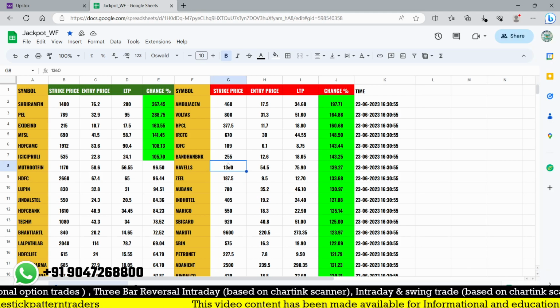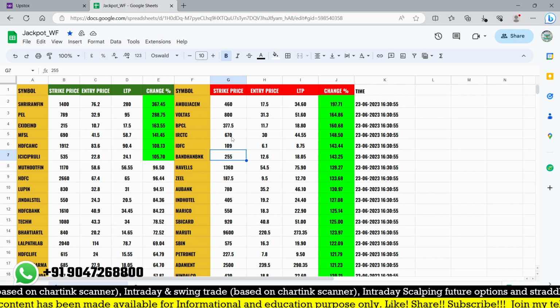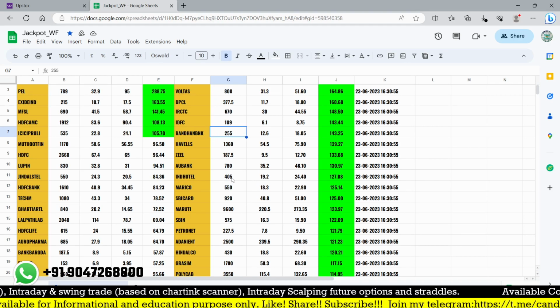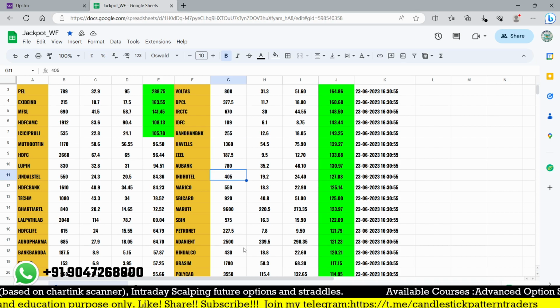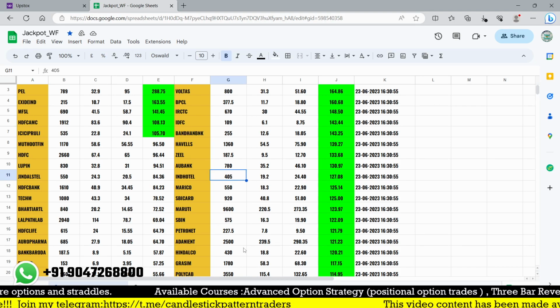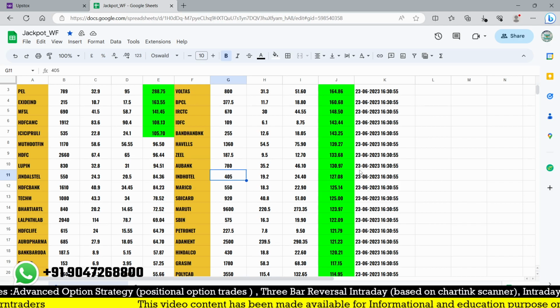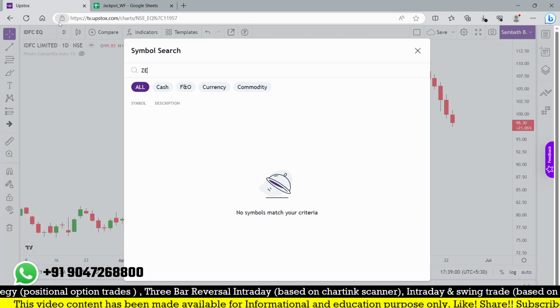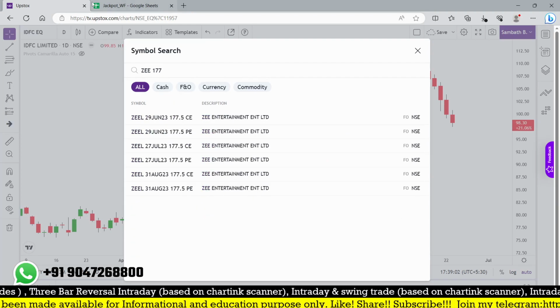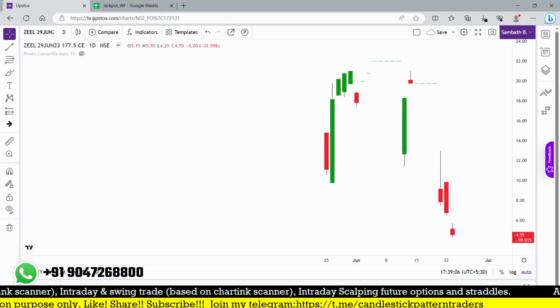From that, Havells, Bandhan Bank, IDFC, and even IRCTC and Indian Hotels. These are all the triggers which gave you 25 to 30% from our entry. So look at this, Zee Entertainment 187.5, not triggered yesterday, that means Friday. 177.5, no, 187.5.